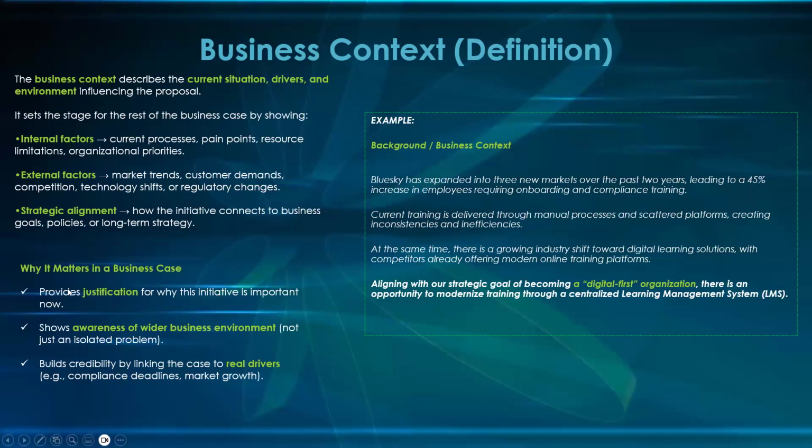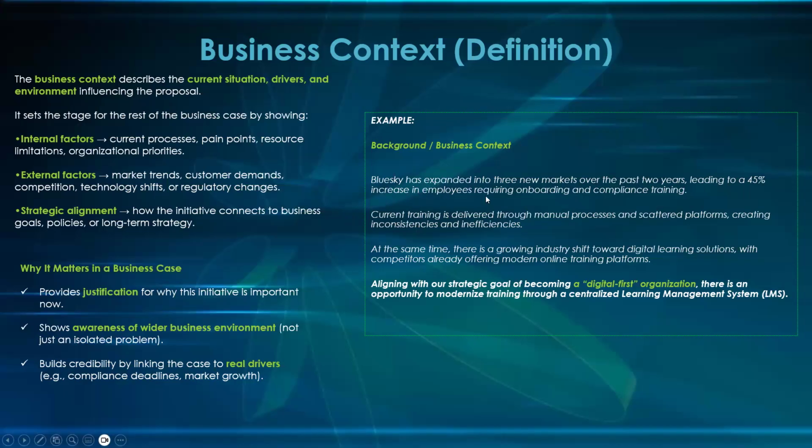So again, a business case justifies why you want to embark on whatever initiative that you have in your mind or they've put in front of you. So you need to be aware of the business environment. What is happening in the organization? So I gave an example here. Look at the background.